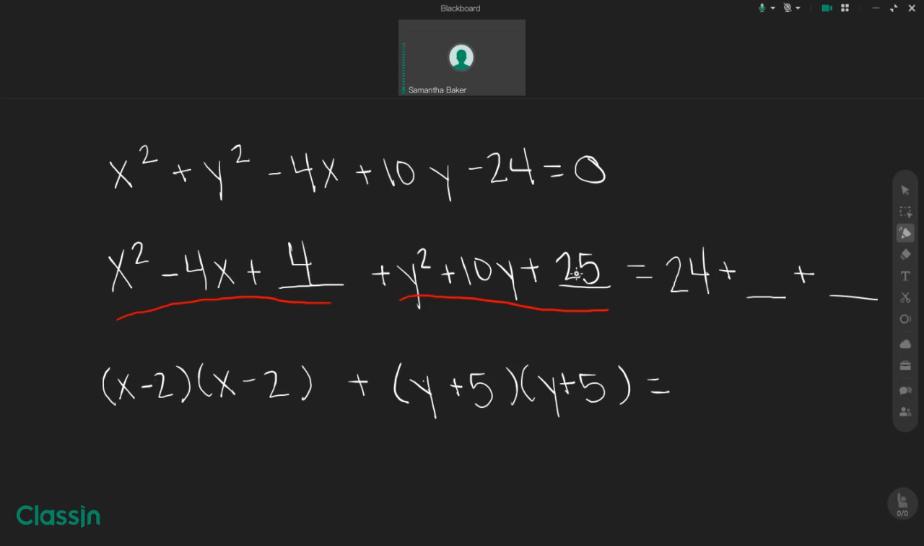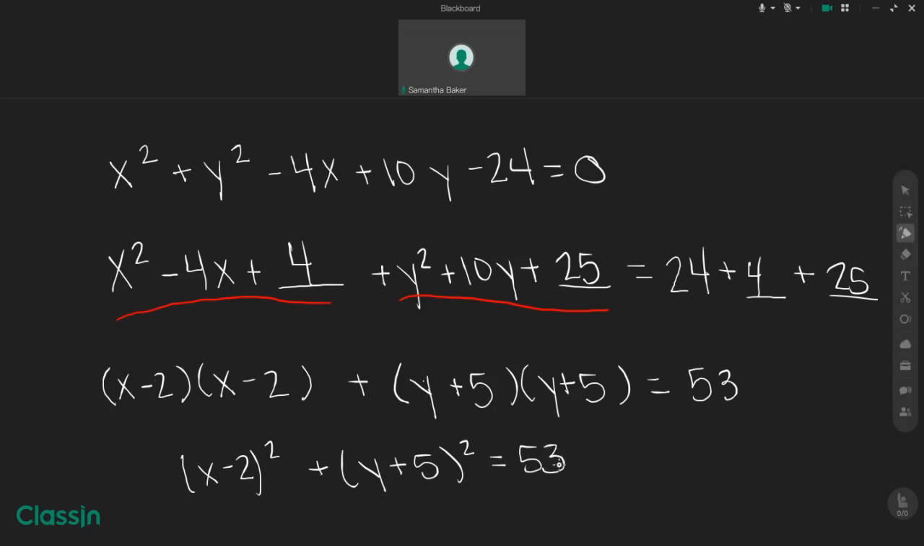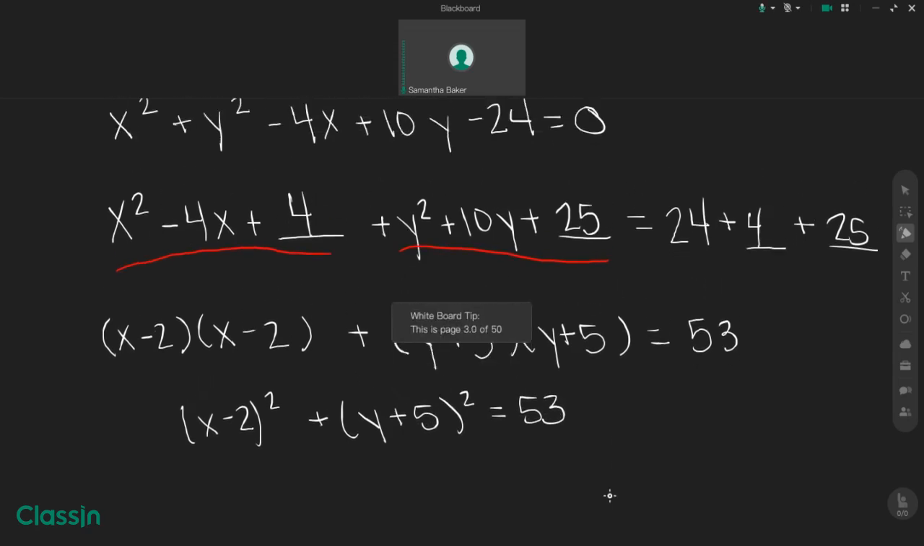So if I add 4 and 25 to the left, I need to add 4 and 25 to the right. 24 plus 4 is 28, plus 25 is 53. Now just rewrite this. And there you go, bada boom, bada bang. And then the way this is written, it shows us that this fits the definition of a circle. Okay, so that's how you complete the square.